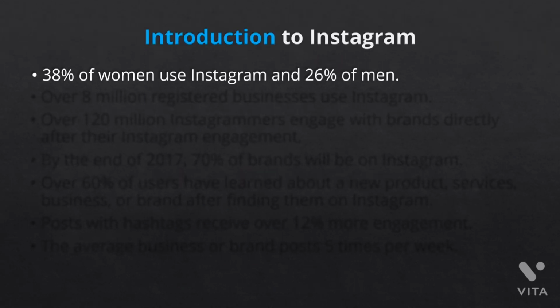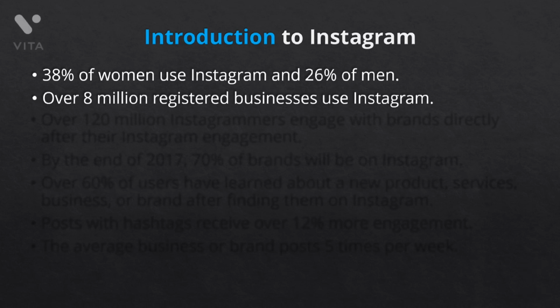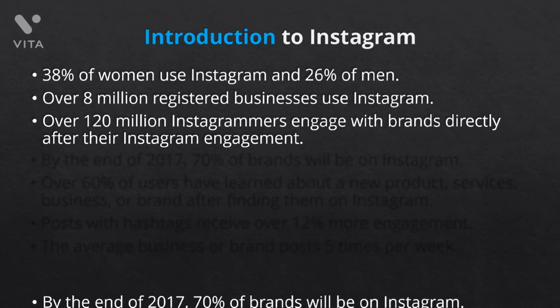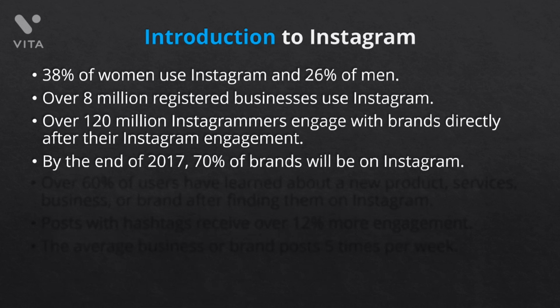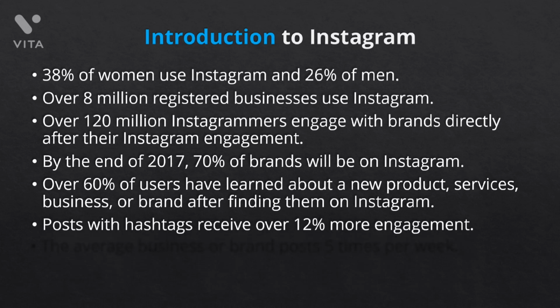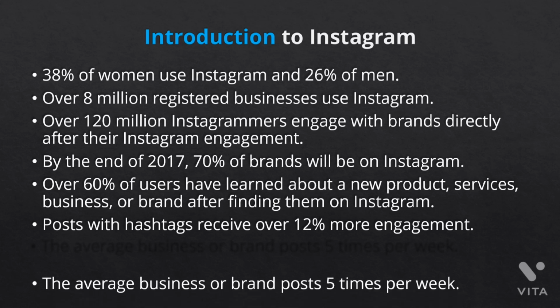Over 8 million registered businesses use Instagram. Over 120 million Instagrammers engage with brands directly after their Instagram engagement, which means they visit their website or profile URL, direct message in Instagram, email, call, visit other social platforms, or get directions. By the end of 2017, 70% of brands are going to be on Instagram. Over 60% of users have learned about a new product, service, business, or brand after finding them on Instagram. Instagram posts with hashtags receive over 12% more likes, comments, tags, and shares. The average business or brand posts 5 times a week.